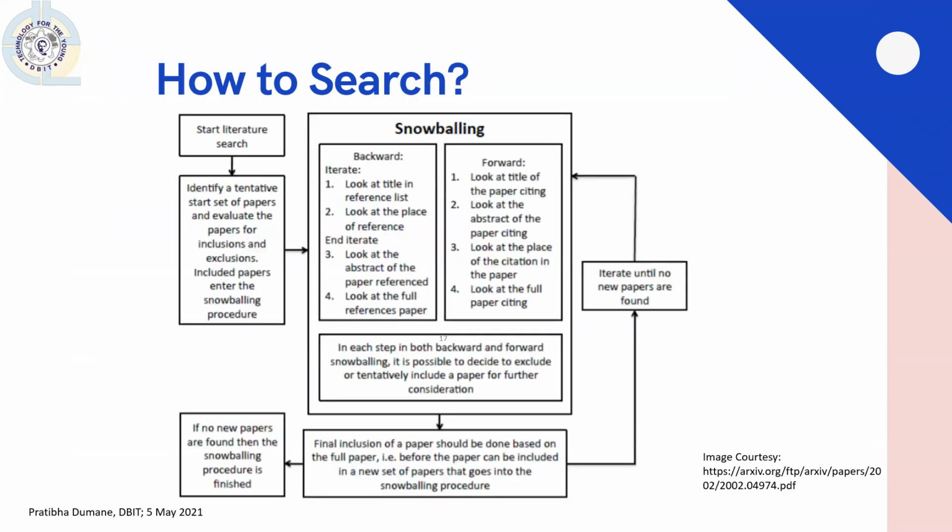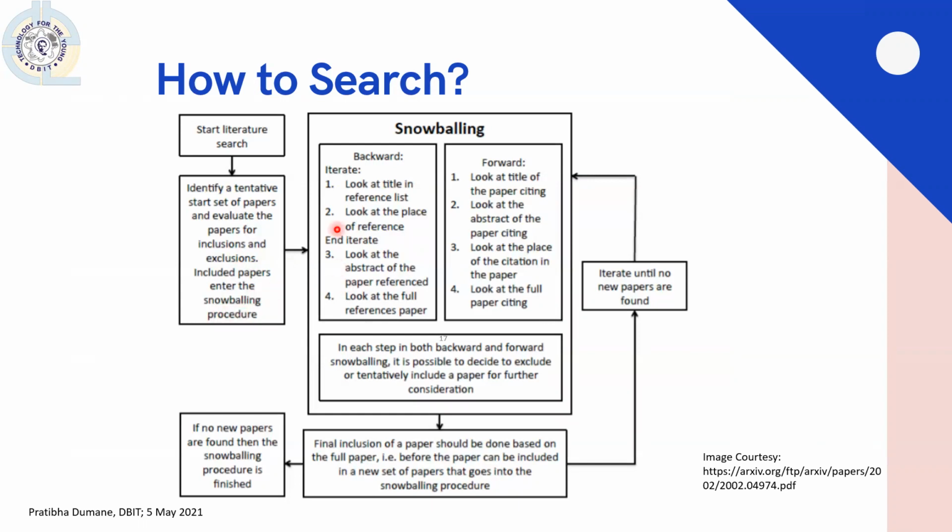Now coming to how to search. This is the procedure for the snowballing method of searching. You first start with the literature search. You identify a tentative start set of papers and evaluate the papers for inclusions and exclusions. The included papers enter the snowballing procedure.